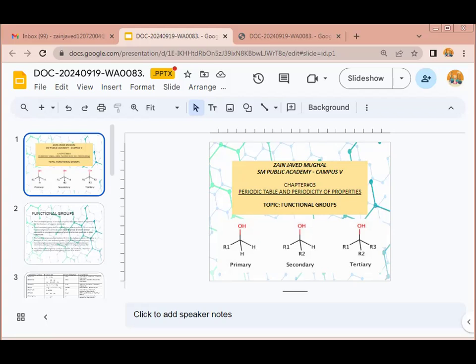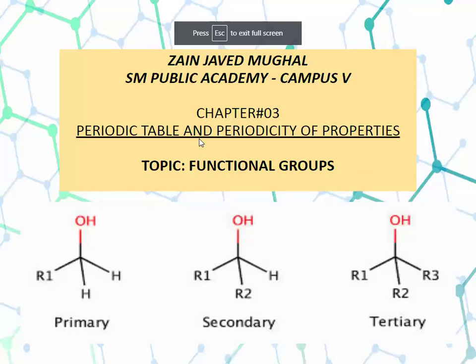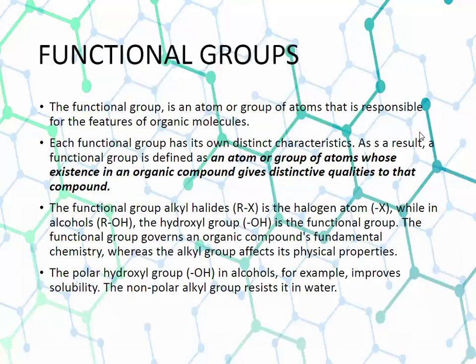So now the very important and next topic that we are going to study is functional groups. So what basically are functional groups? The functional group is an atom or group of atoms that is responsible for the feature of an organic molecule. Sometimes we have seen that in an organic compound there must be a specific functional group that gives the characteristic feature to that organic compound.